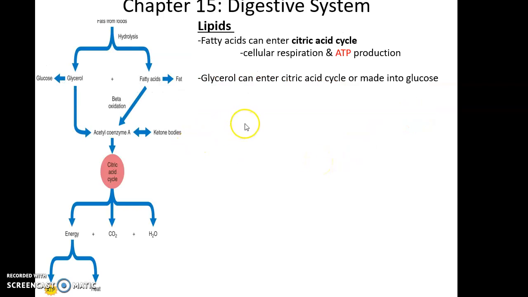So again, fatty acids are able to enter the citric acid cycle. So you can see different points along the citric acid cycle. Fatty acids can enter it and be used to make ATP, so they can get involved in cellular respiration and the production of ATP. Glycerol can also enter the citric acid cycle or be converted into glucose. So again, the triglycerides, the fats and lipids can be used to produce ATP, to produce energy.